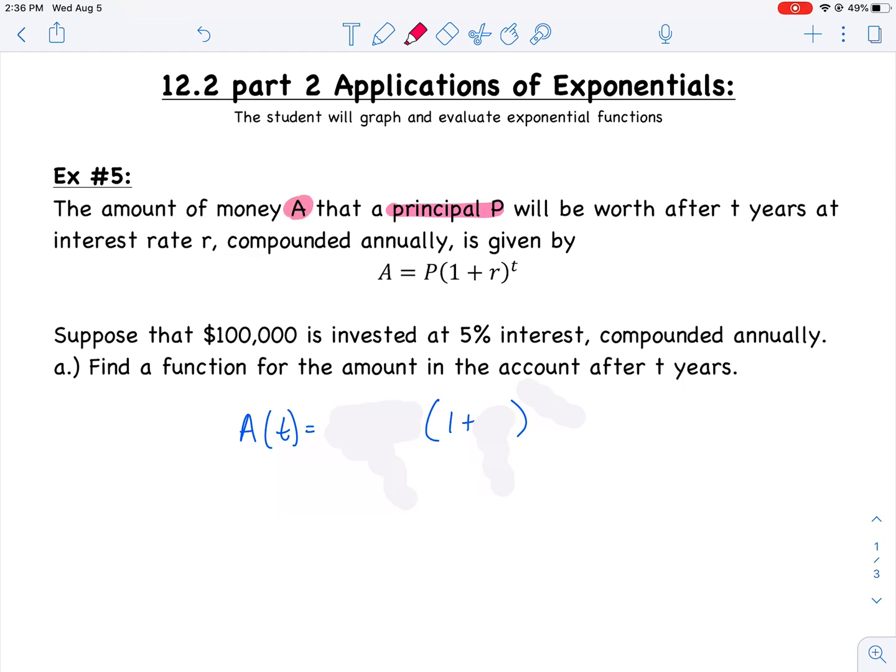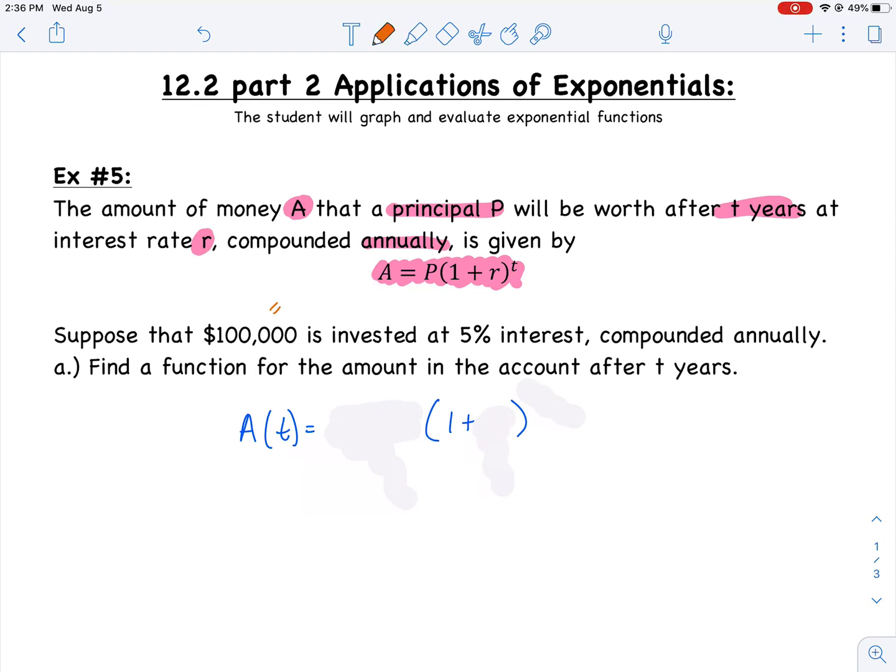Let's see how much it's going to be worth after a certain number of years, T, if they're giving you a certain interest rate, R, and that interest rate is given to you every single year, annually. So they have this equation to help us figure out how much we're going to earn from our money. So it says here, suppose that $100,000 is invested at 5% interest and it's compounded annually. A, find a function for the amount in the account after T years.